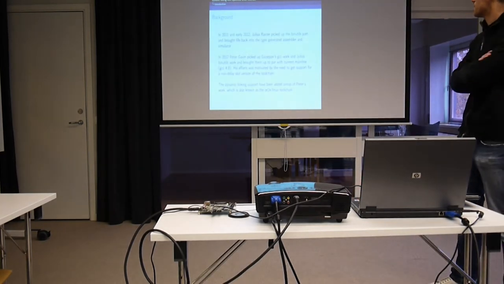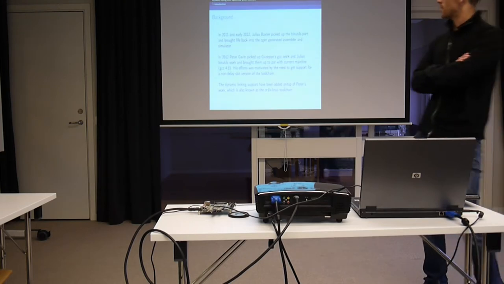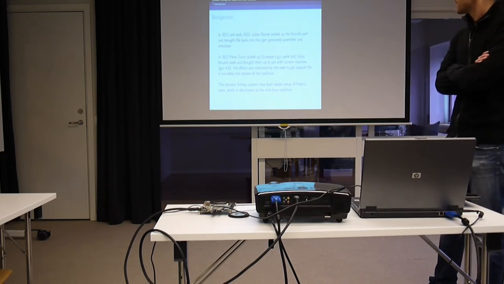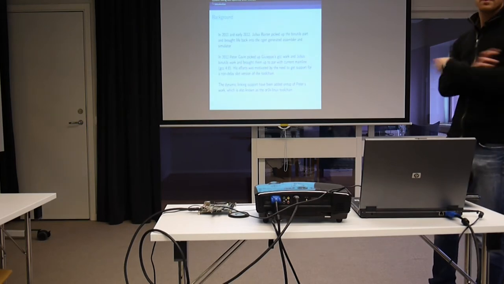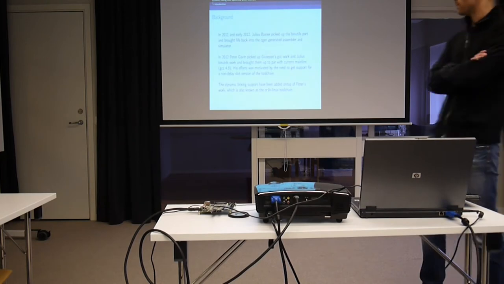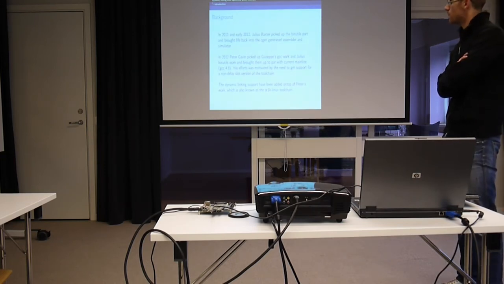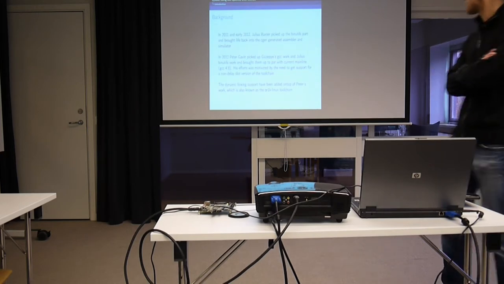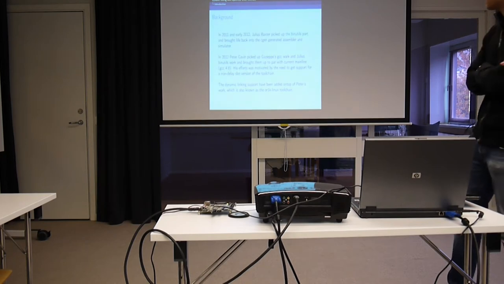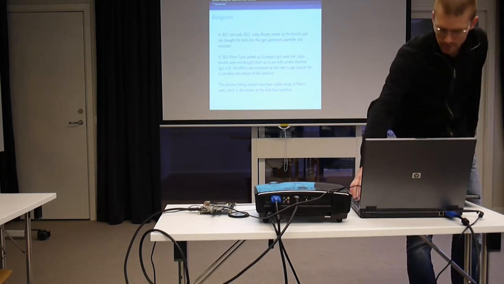In 2011 and early 2012, Julius here picked up the binutils port and made the CGEN generated assembler and simulator work. After that, Peter Gavin picked up both GCC and Linux builds and brought it up to GCC 4.8, the current experimental GCC. He did that because he's doing research on branch prediction, if I understood correctly, and he needed a non-delay-slot version of the toolchain. So on top of that, I have been adding this dynamic linking and PIC support.